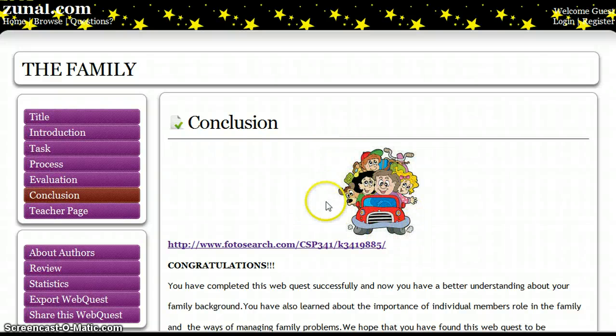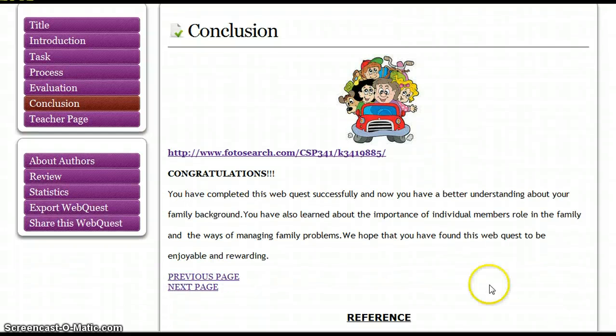In the conclusion page, I have given a bit cartoonish picture so that students get happy that they have finished this Webquest, and I have congratulated them in the conclusion page first so that they feel that they have completed this Webquest successfully and they will have a sense of closure. I've stated that you have completed this Webquest successfully and now you have a better understanding about your family background. You have also learned about the importance of individual members' role in the family and the ways of managing family problems. We hope that you have found this Webquest to be enjoyable and rewarding.